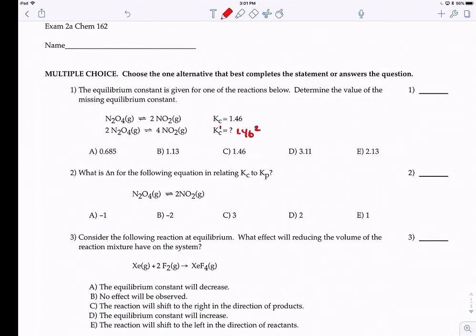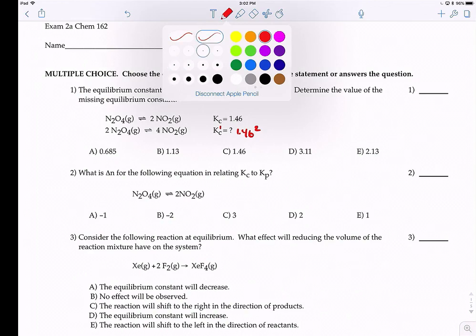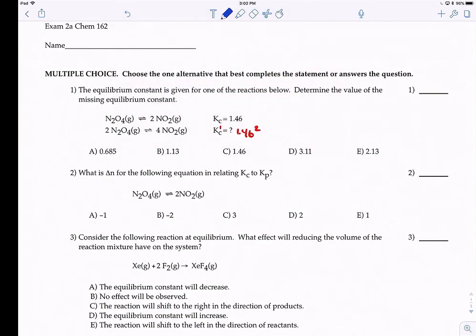Do you want me to do the calculation? It seems like everyone wanted me to do the calculations. Or is the setup good enough? What's that? Setup's good enough? Do you want me to write 1.46 squared to figure out what that is? Okay. All right. Just a setup. Okay, good. My brain will be saved.